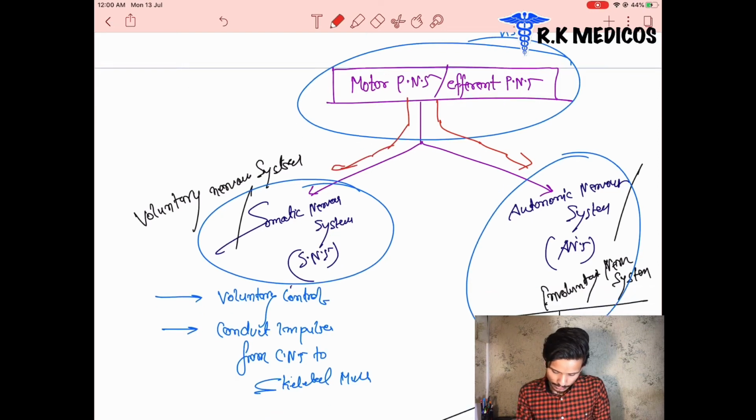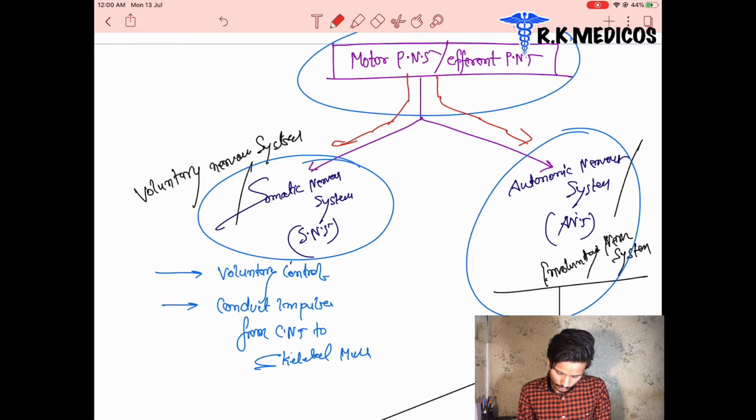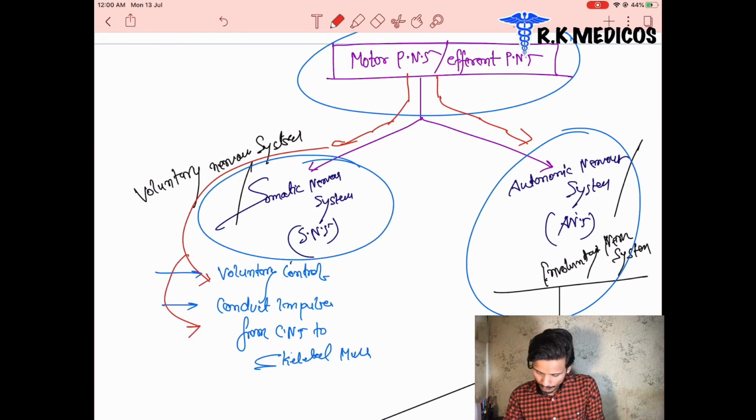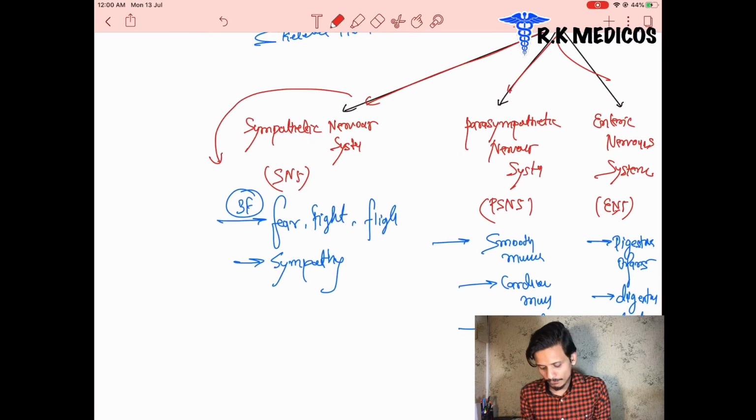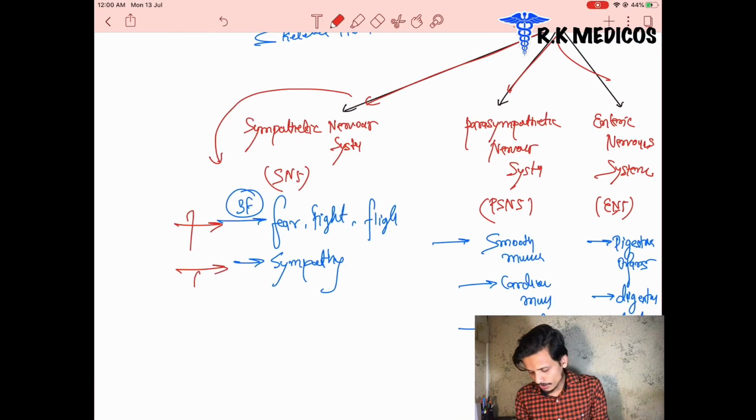In the somatic nervous system, they supply the voluntary and skeletal muscles, and the other parts supply the sympathetic region, which is basically fear, fight, flight, or the sympathetic case, or the smooth muscles, cardiac muscles or glands, the digestive tract or the digestive glands. So these are all summarized in this table.